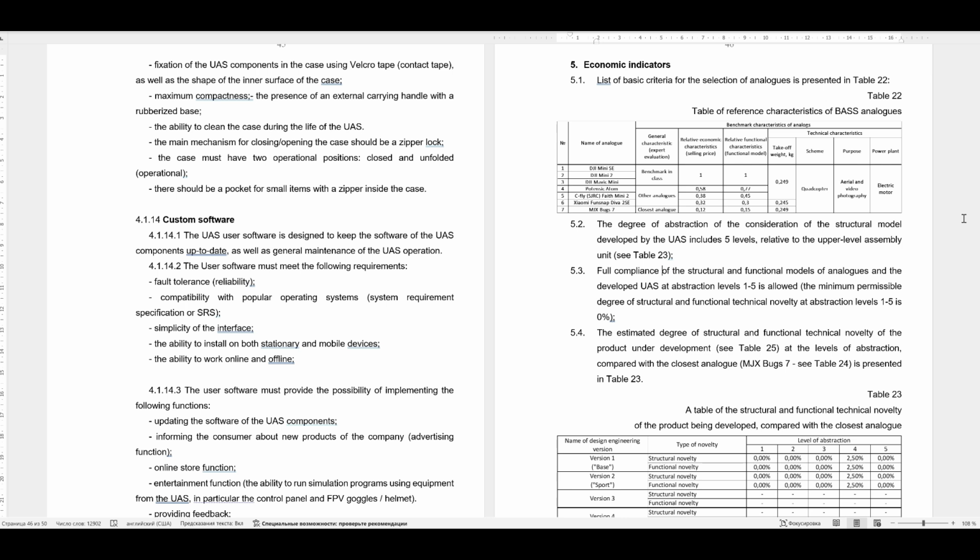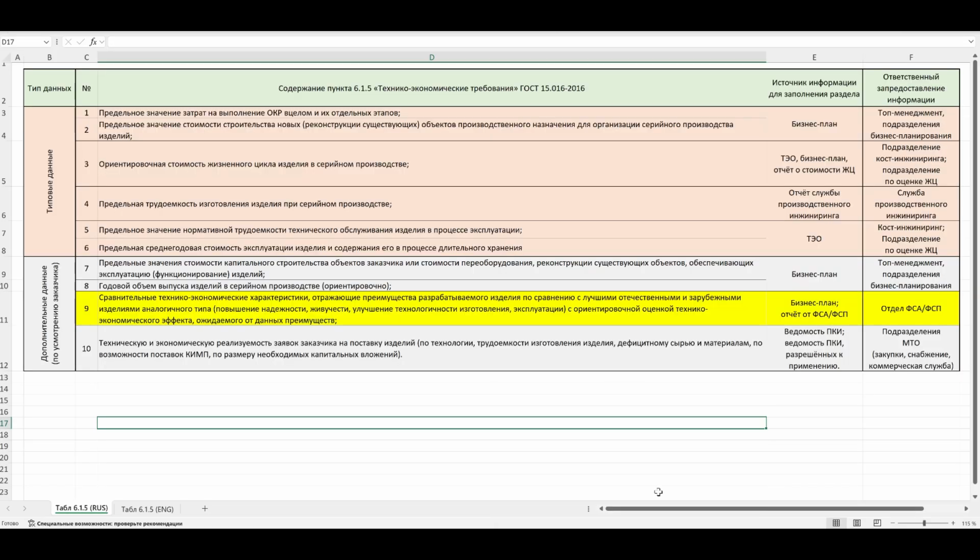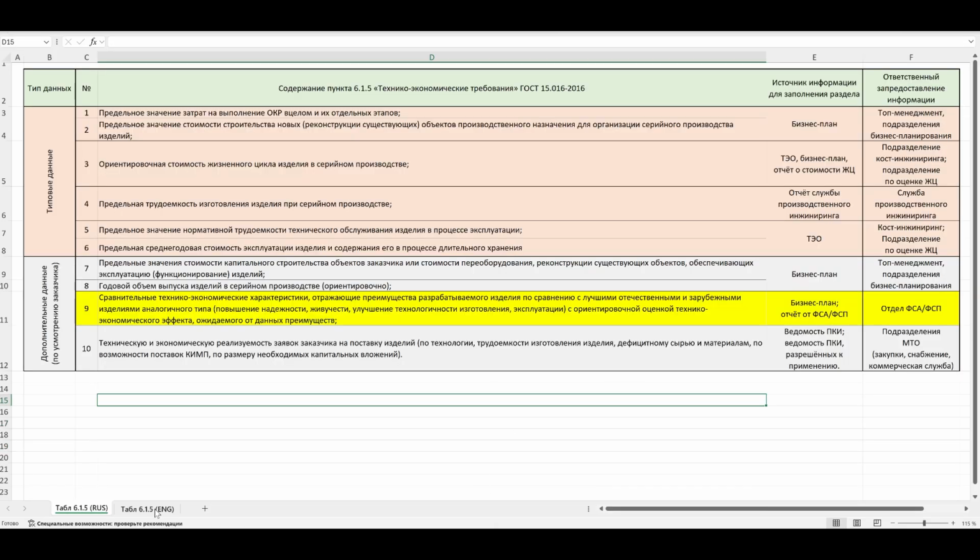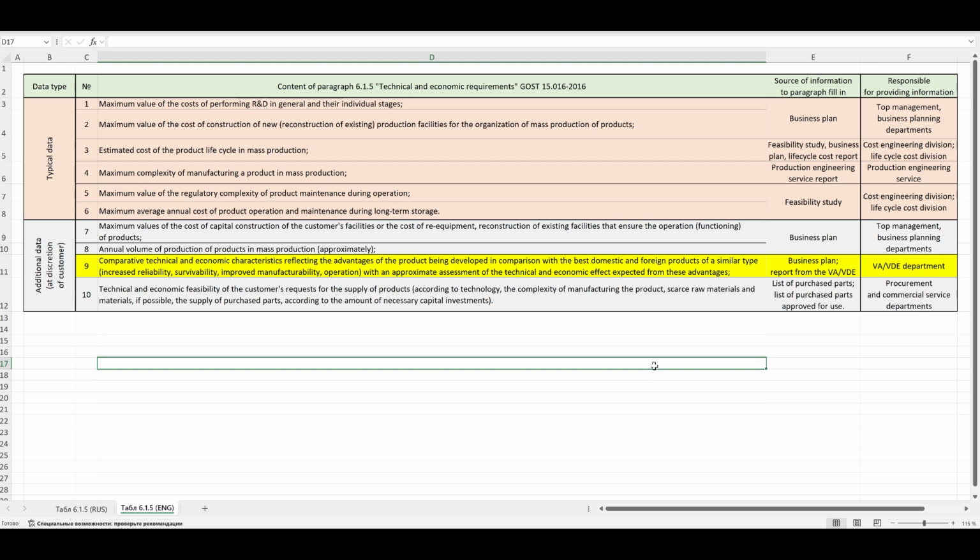For the unmanned aircraft system, based on the results of our analytical work at previous stages. The recommendations given in section 6.1.5 Technical and Economic Requirements of GOST 15016 have already been partly analyzed by us as part of issue number 10 of the theoretical course. However, I suggest going back to them and performing an assessment in an applied context. In other words, making a table with a list of requirements and indicating the sources of information opposite each of them.